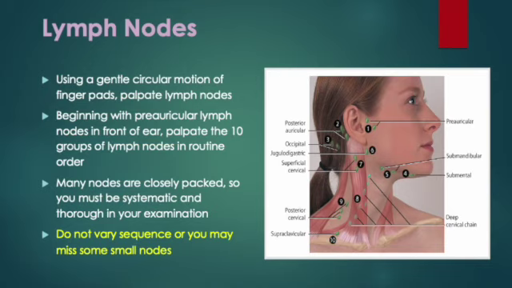Oftentimes with the neoplasm, though, we can't identify the drainage pattern, and that is the big problem where we want to refer. But other cases, especially those that have some chronic inflammation from a disease like tuberculosis, for example, the nodes feel very clumped together.